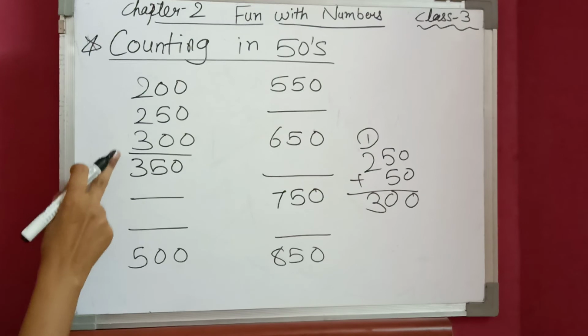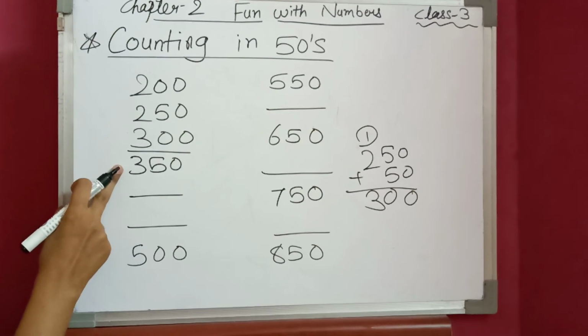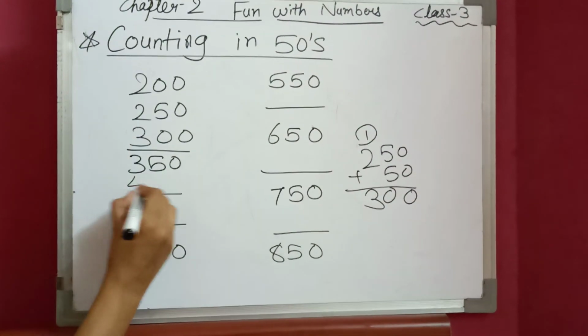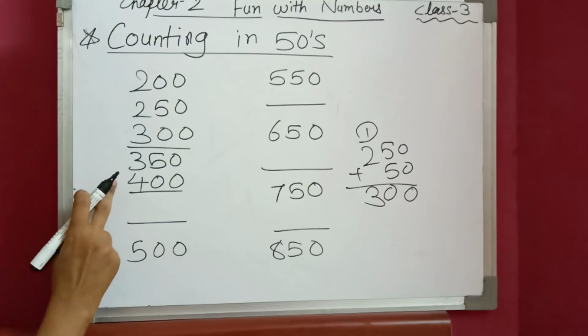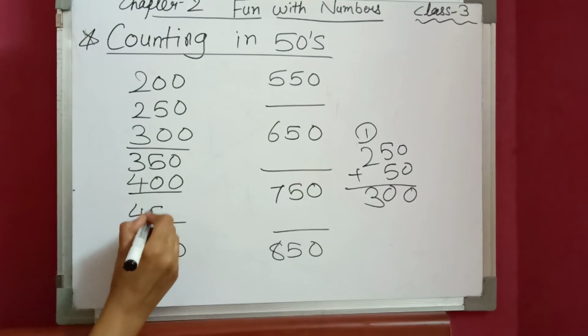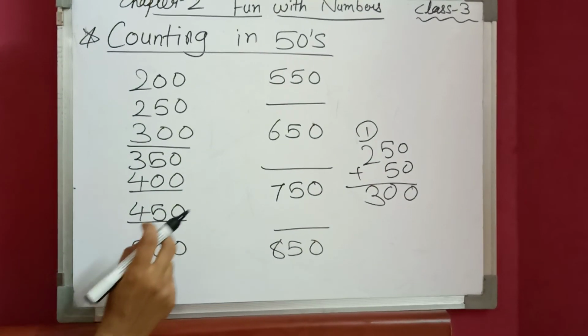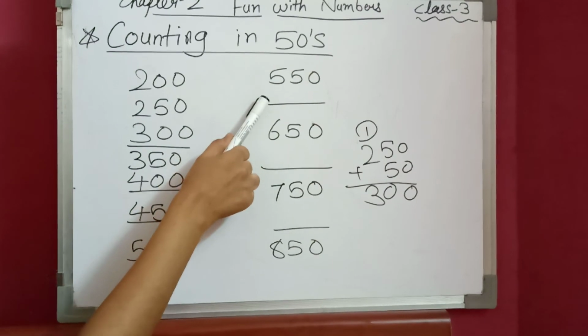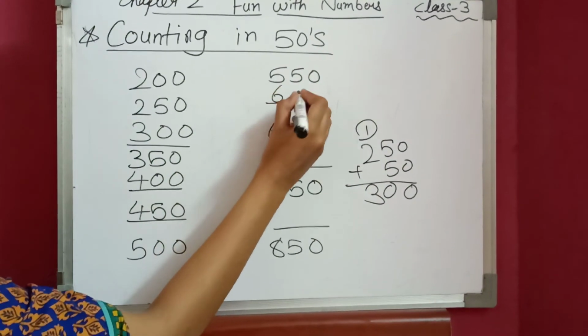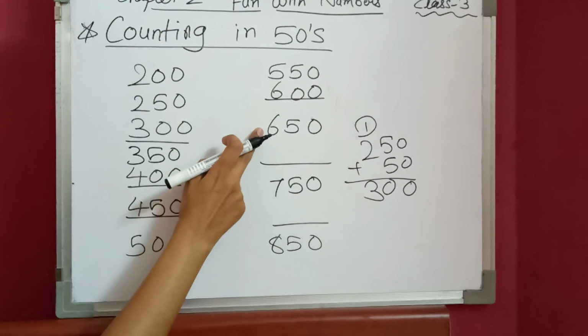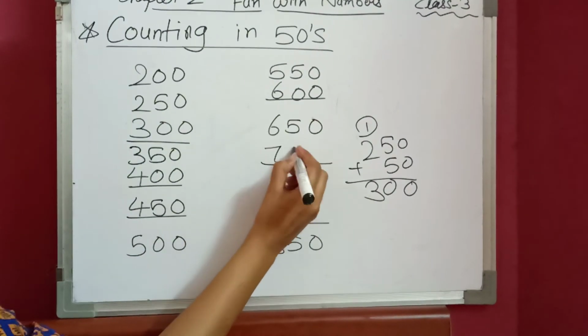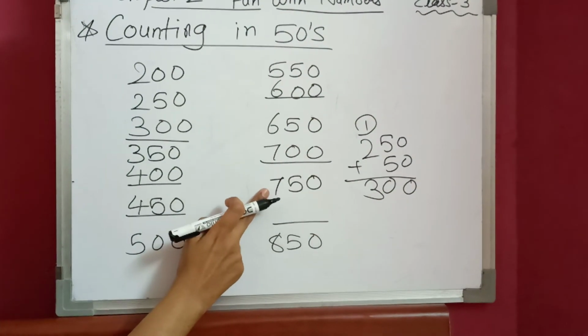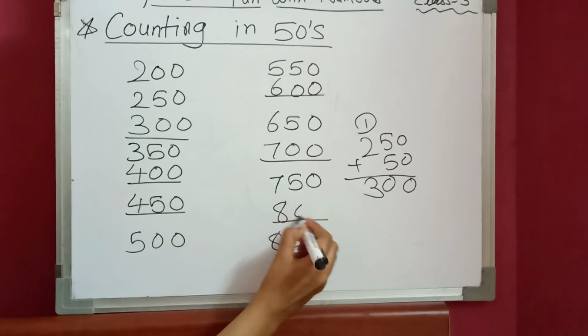Then we add 300 plus 50, so 350. 350 plus 50, so we get 400. 400 plus 50, so the next answer is 450. Okay, so now see, 550 plus 50, so we get 600. Then 650 plus 50, so we get 700. 750 plus 50, so we get 800.